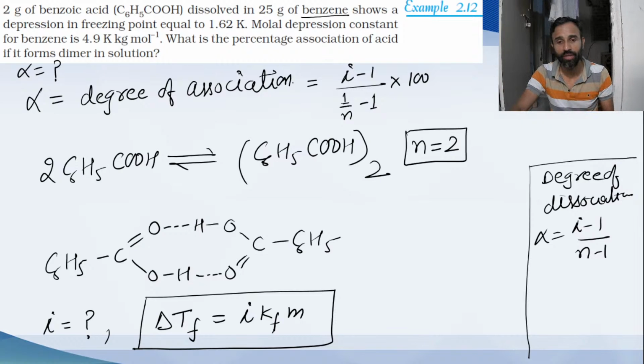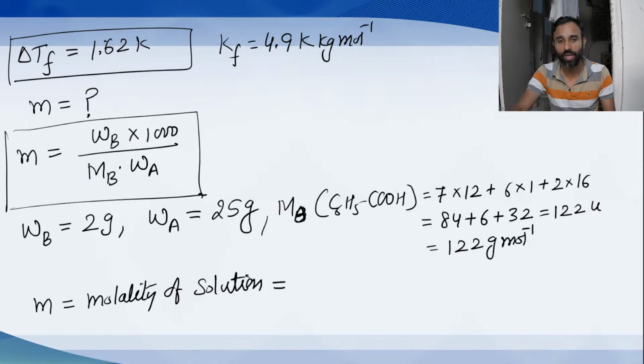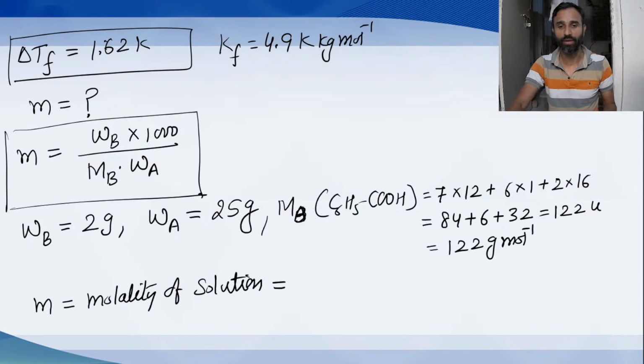We expand small m. This is the formula used. As this formula contains WB, MB, WA, WB and WA we have, but MB we don't have. MB we have calculated because it is the molar mass of benzoic acid, the molar mass of the solute, and that is 122 gram per mole. Now everything we have. First we calculate small m, then we calculate i, and at the end we calculate alpha, that is the percentage association of the acid.